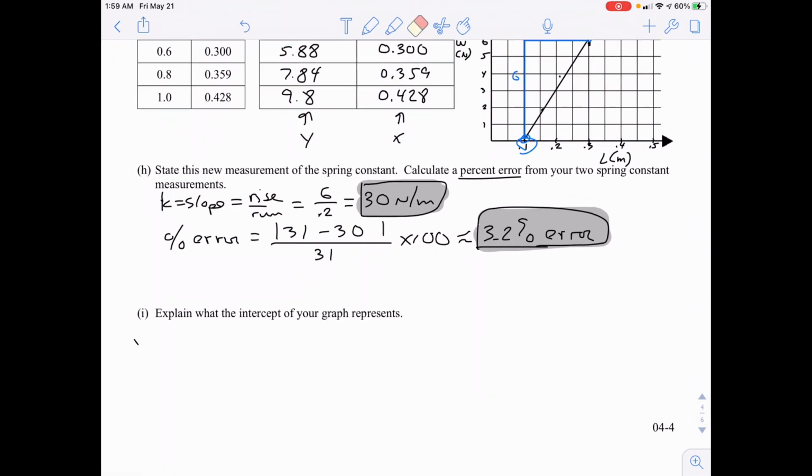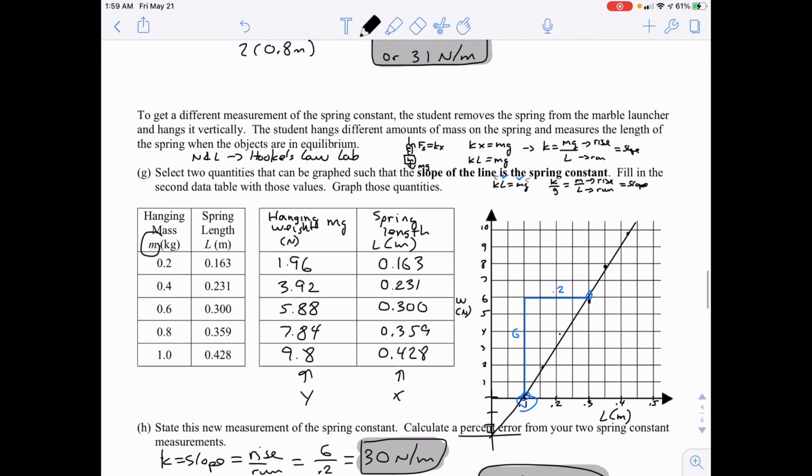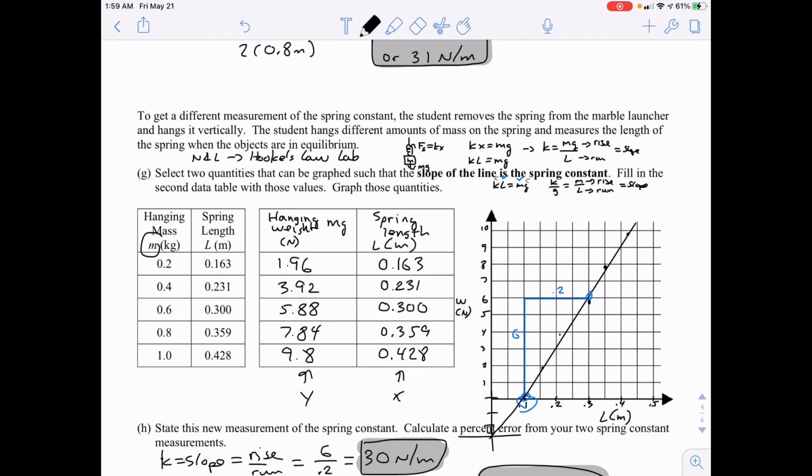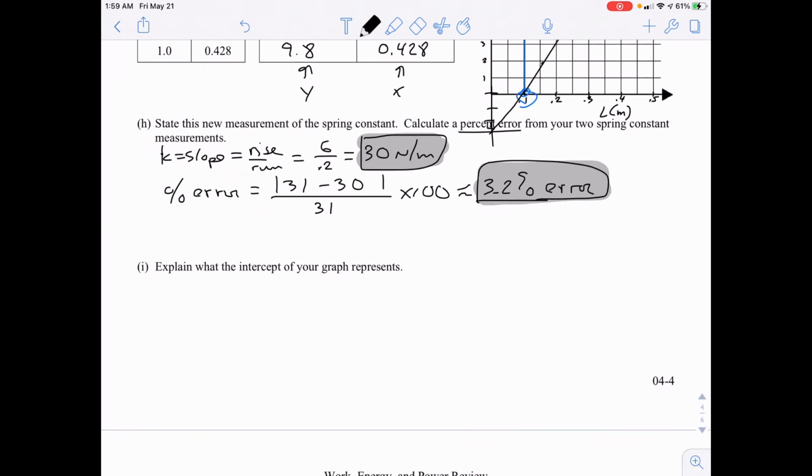And then lastly, it says explain the physical meaning, essentially, of the y-intercept. What does the y-intercept represent? If you look, guys, the y-intercept would translate way down here to the negative scale. Well, what's basically happened is the student has zeroed out the spring scale, or has calibrated the spring scale to not account for the weight of the spring. So the actual y-intercept represents the weight of the spring itself.